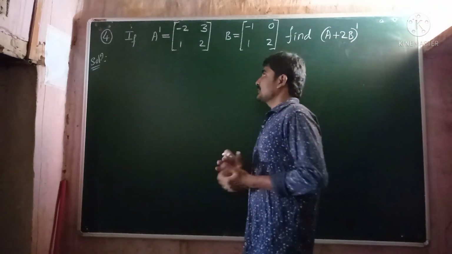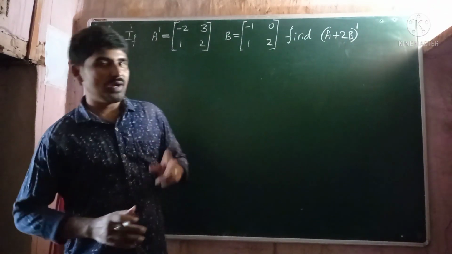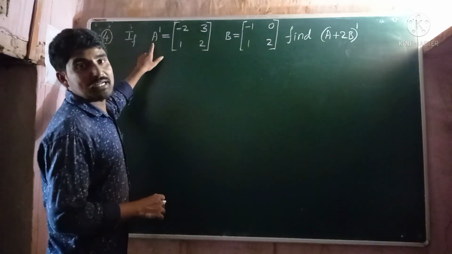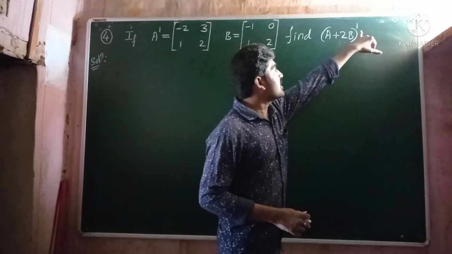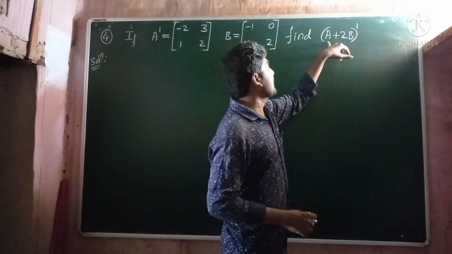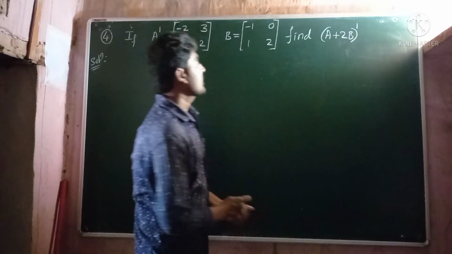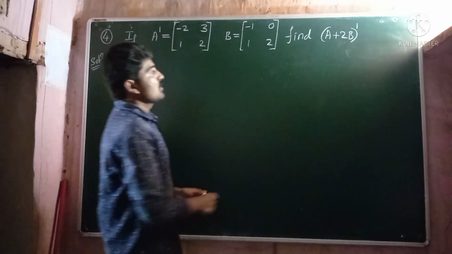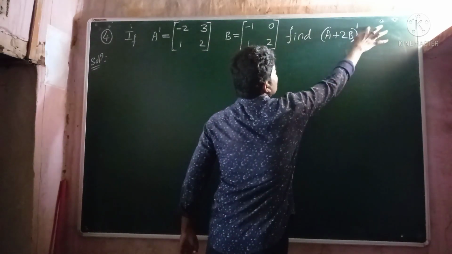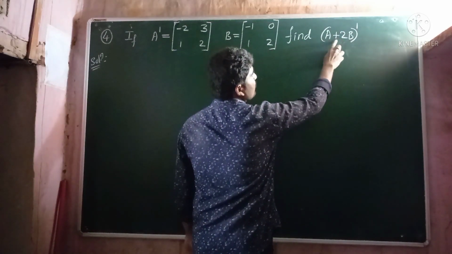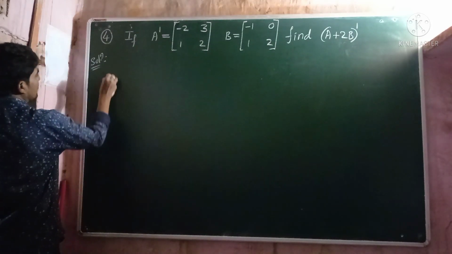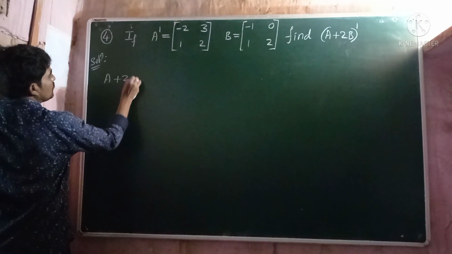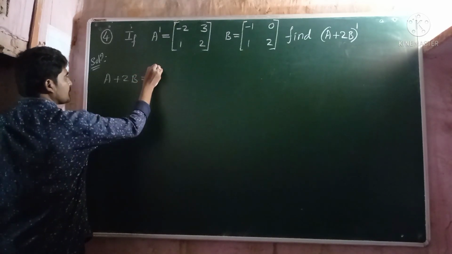Now the fourth question. Here also he has given two matrices, matrix A dash and matrix B, and we need to find the transpose of the matrix A plus 2B. So let's start the solution. To find this, first we need to find the matrix A plus 2B.